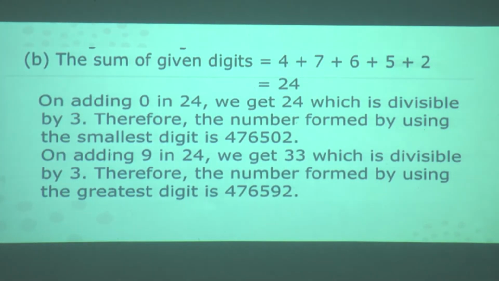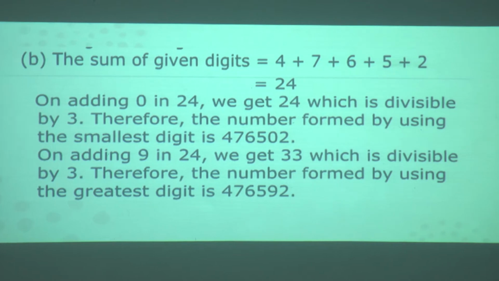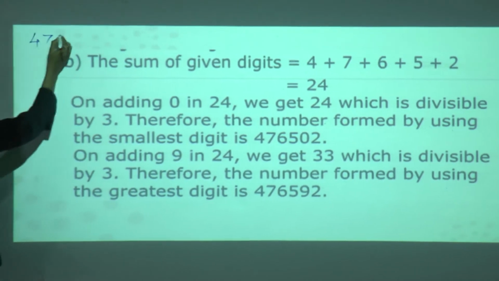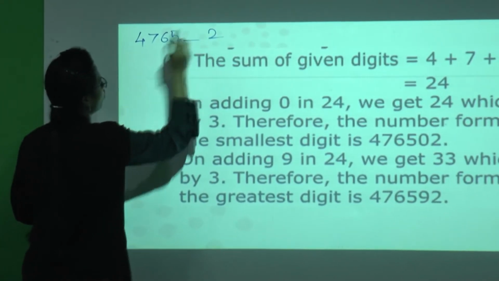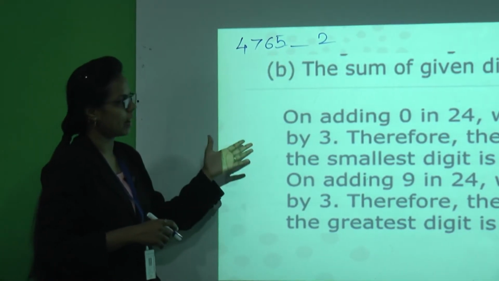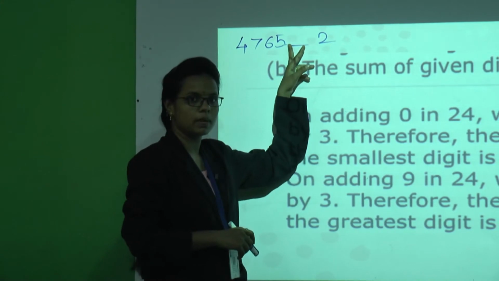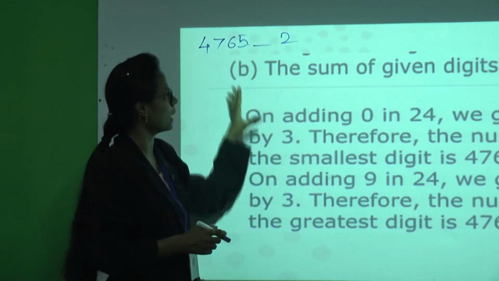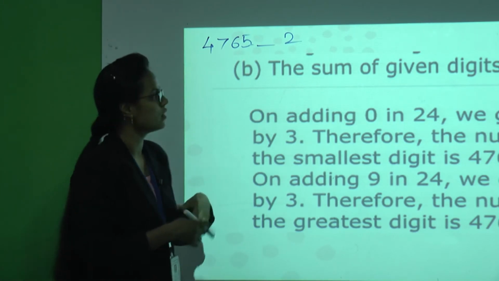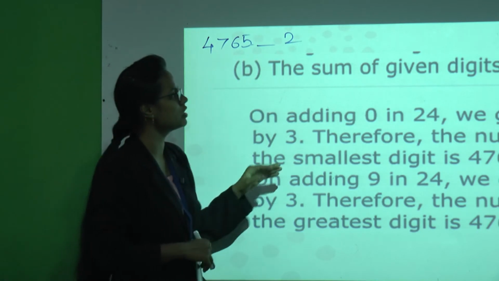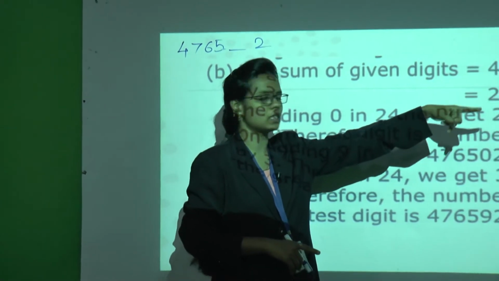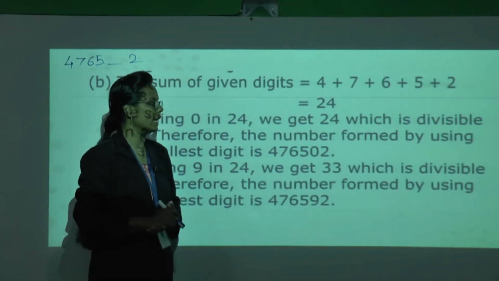See here, the next question was 4, blank, 6, 5 and blank, 2. Okay, we have this number and here is the blank space. We have to again find the smallest digit as well as the greatest digit which can fit in this, and the number should be divisible by 3. Okay, so let us see the sum of these digits first. The sum of the given digits, 4 plus 7 plus 6 plus 5 plus 2, we get 24.